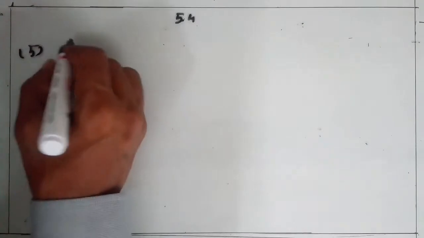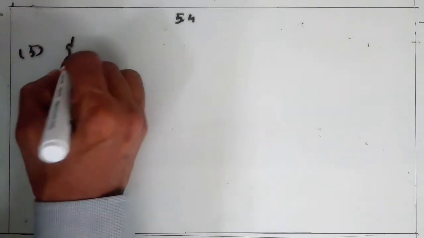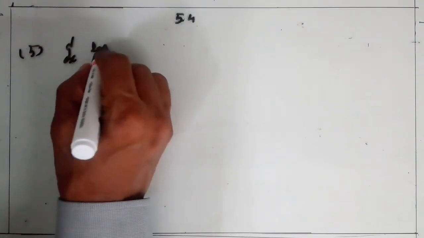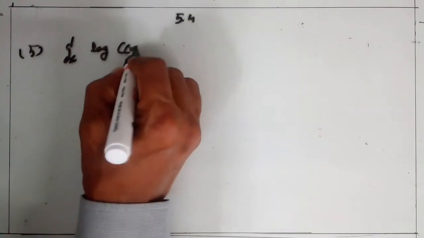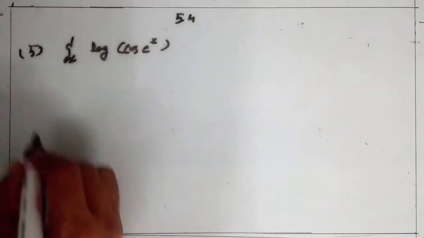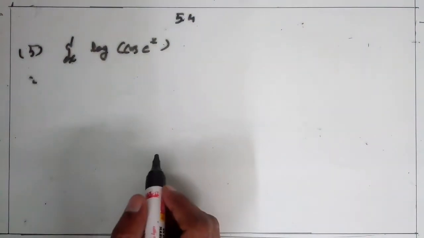Now question number 5. Find the derivative of log cos e raised to x. Apply the chain rule.